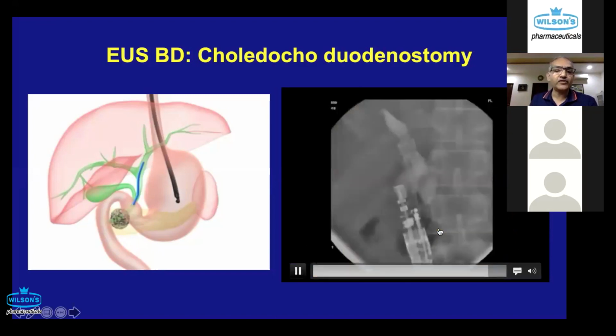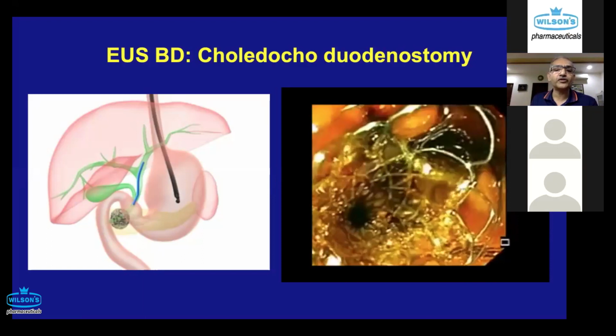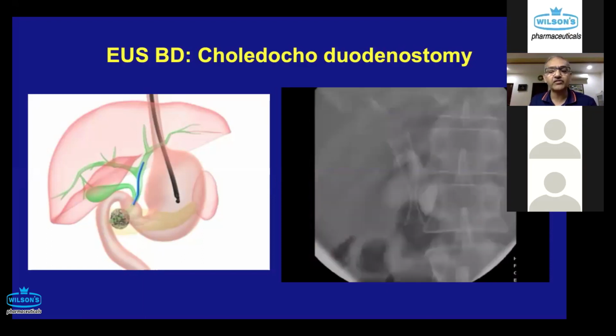And mind you, we always use a fully covered stent for choledochoduodenostomy, 4 or 6 centimeters long. The idea of using a fully covered stent is that there is no bile leak from the decompressing bile duct into the paraduodenal space.